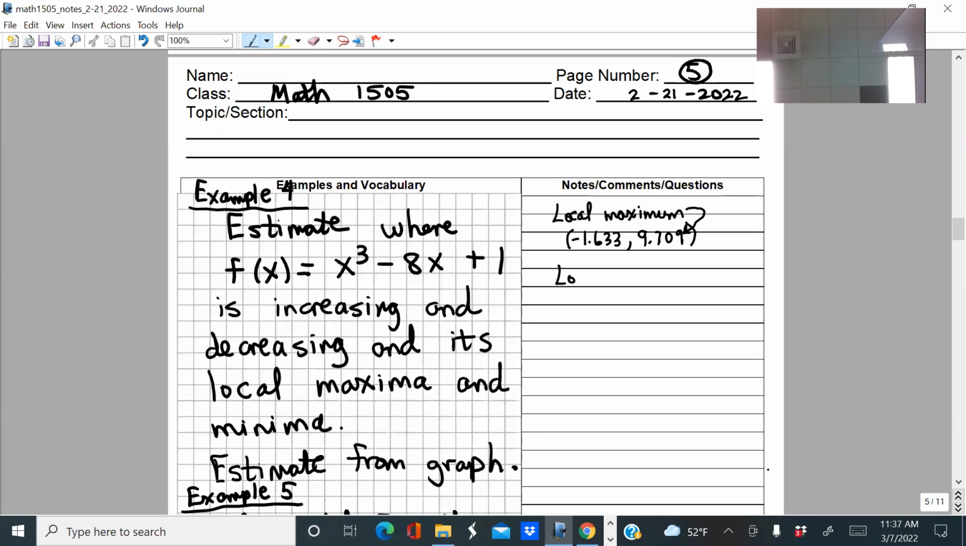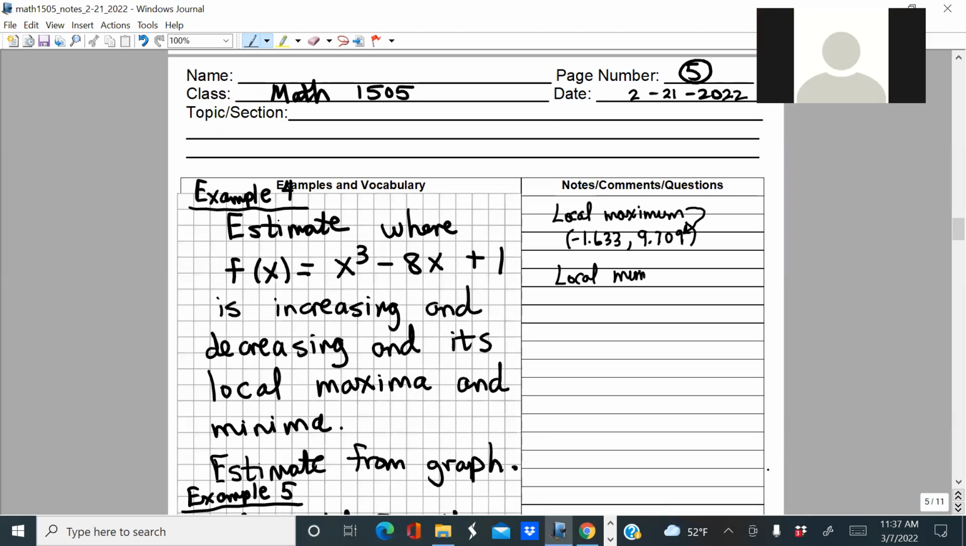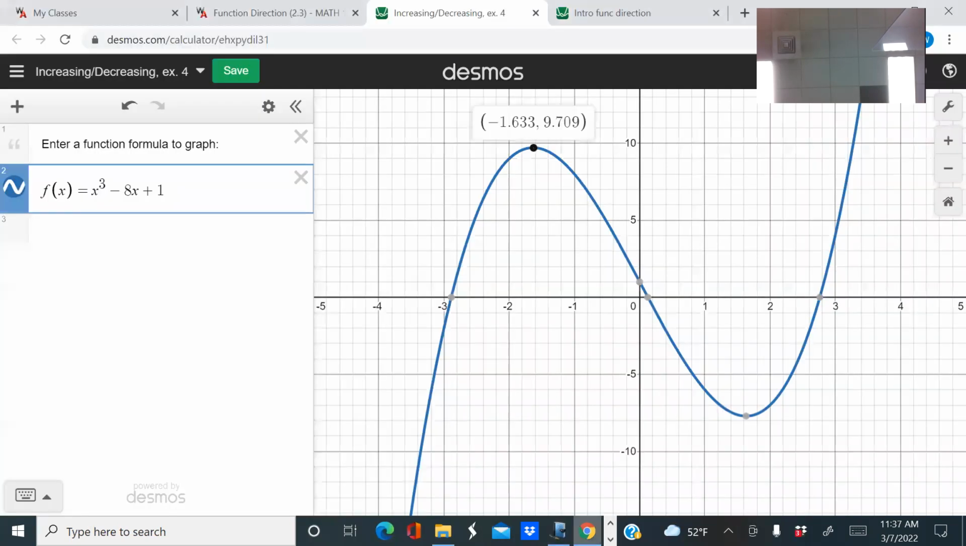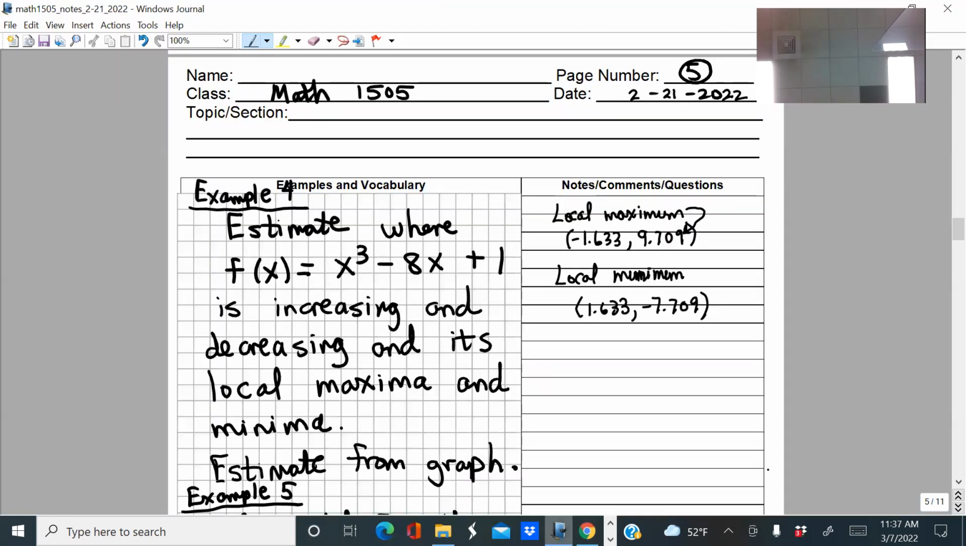Let's see, what about the local minimum? There was a local minimum too, right? And that, I think, was at 1.633, and then something like -7.709. Am I recalling that correctly? Right here, yeah, 1.633 and then -7.709.